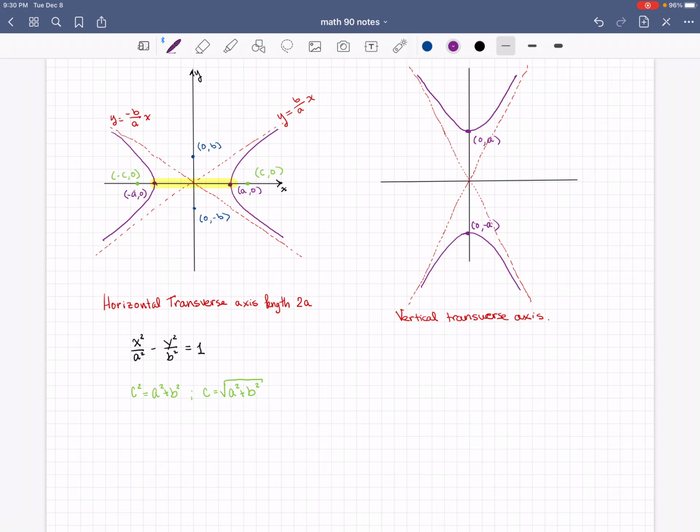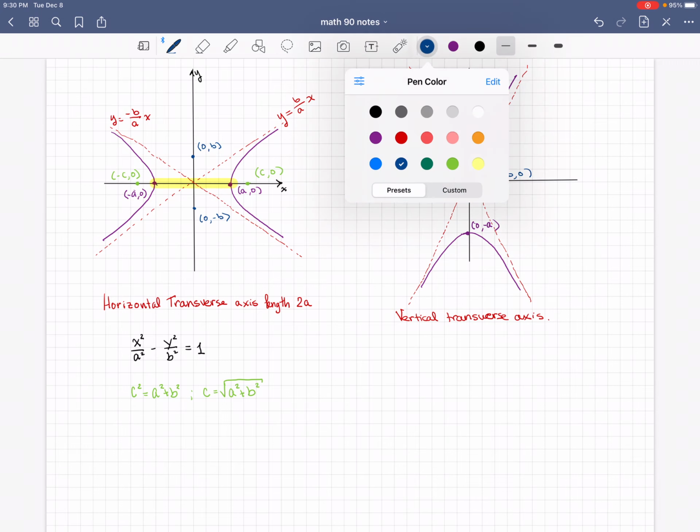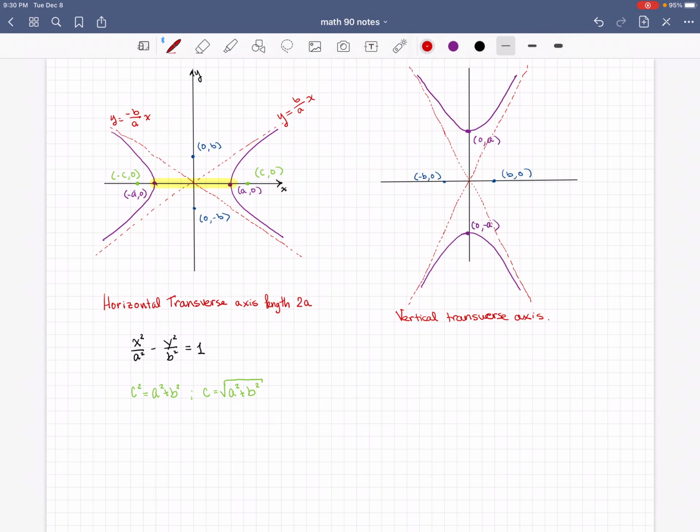And then just like with the horizontal transverse axis example, there are also these 2 points that don't seem to be playing a huge role right now, but they will be playing a bigger role in just a little bit. Again, we have 2 asymptotes, and they are lines, so they have equations. The asymptote with the positive slope has equation y equals (a over b)x, and the one with the negative slope is y equals negative (a over b)x.